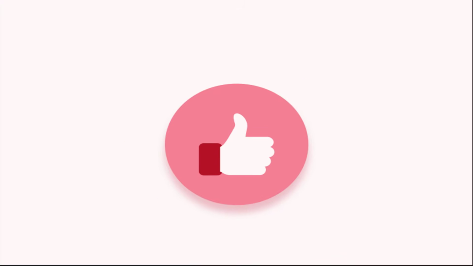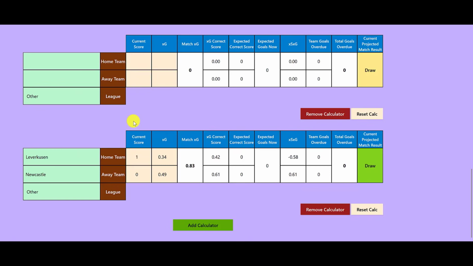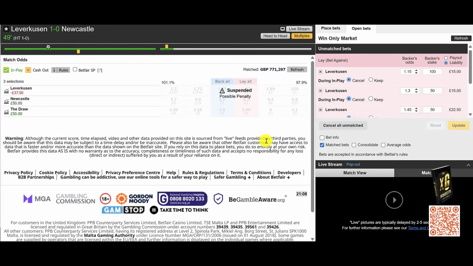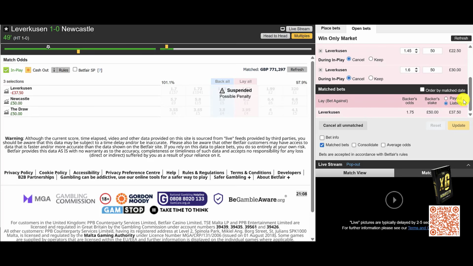So it's half time in this one. It's Leverkusen who are winning 1-0, and the second half has actually just begun. So Leverkusen winning 1-0. We've plugged in the XG numbers. XG is telling us current projected match result is actually a draw. So Leverkusen are winning, but they're outperforming their XG. So that means we go against Leverkusen as the markets are suspended. Possible penalty. We'll find out more about that in a moment.